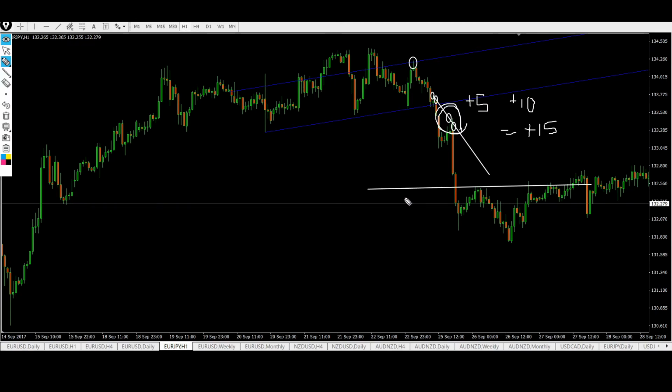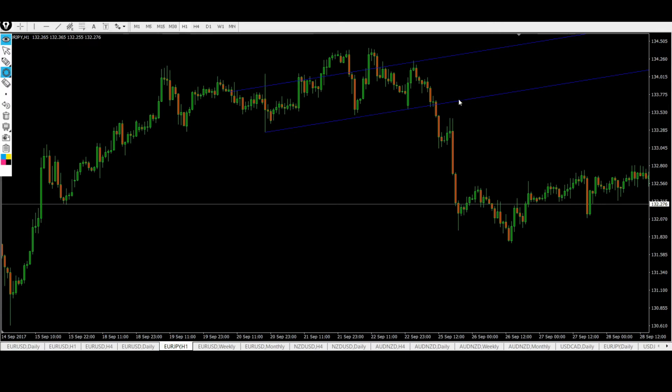Okay, let's go through one more example. Now let's say a little bit more time goes by and we want to enter a short at this pivot right here. So we're going to measure the future strength of this pivot right here. First, we'll use a trend line. So we'll draw one from this pivot to this pivot right here.